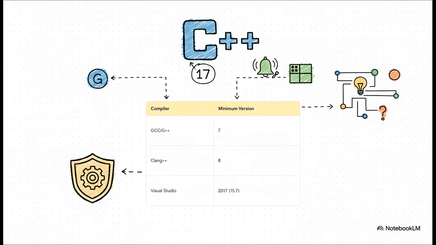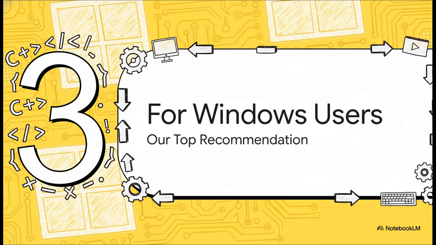Now here's the technical nitty-gritty behind that rule. For C++17, you need at least GCC version 7, Clang version 8, or Visual Studio 2017. But look, don't get bogged down trying to memorize these numbers. The IDEs we're about to recommend are going to handle all of this for you. This is just so you know what's happening under the hood. All right, let's get into our specific recommendations.